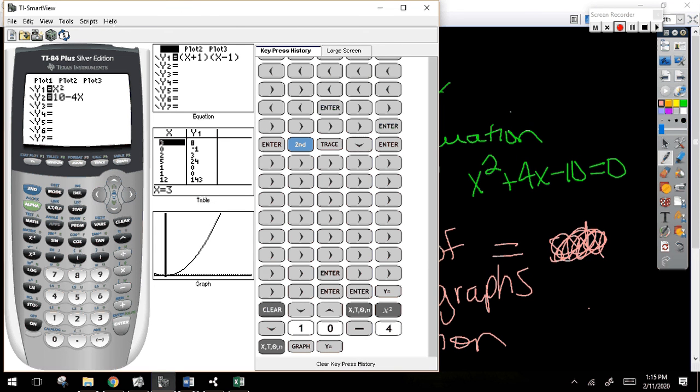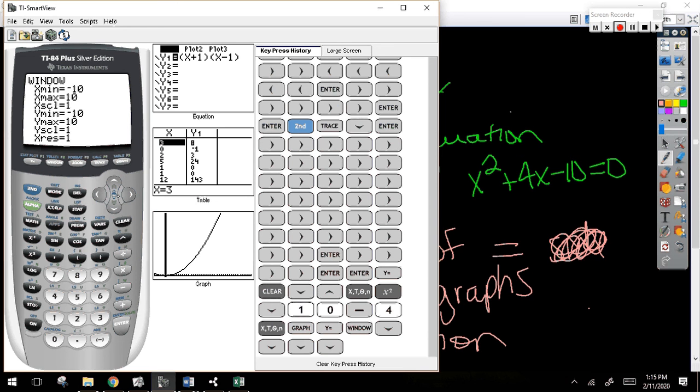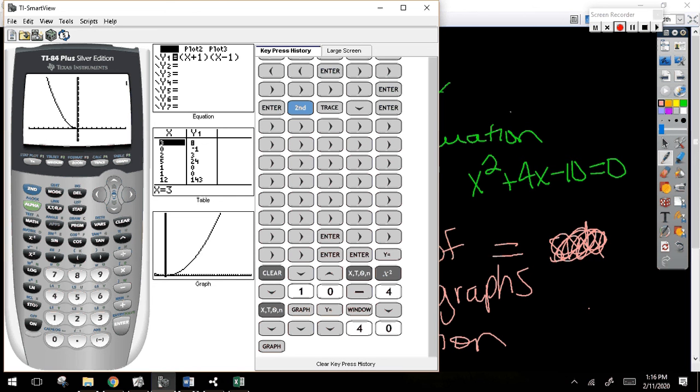So if you hit the button that says window, I need to see further up. That's my y-axis. So I'm going to take that y maximum up to 40. Now if I graph it, what I'm trying to do is get to where I can see both intersection points. Let me go all the way back in y equals.